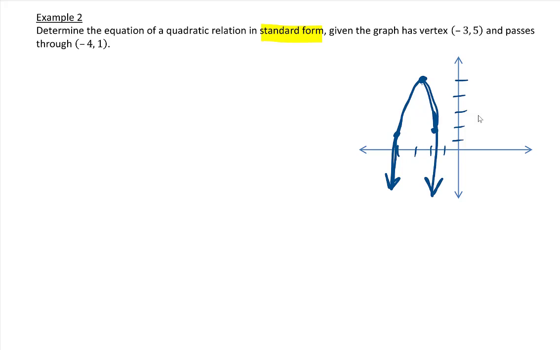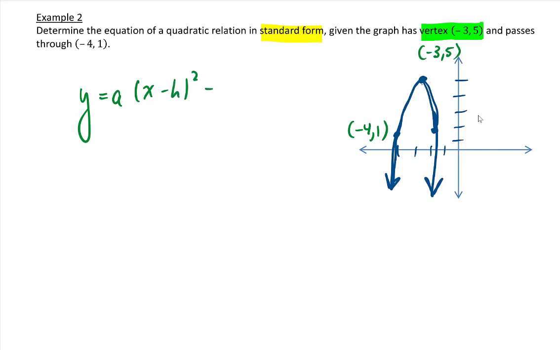Remember, a parabola is symmetrical about the axis of symmetry. So there is our parabola with vertex negative 3, 5, and it also passes through the point negative 4, 1. It wants the equation in standard form. At the moment, it's easier for us to start with vertex form because we have the vertex. So we're going to start with y equals a, x minus h squared plus k. And once we find this equation, we can then get our equation in standard form.